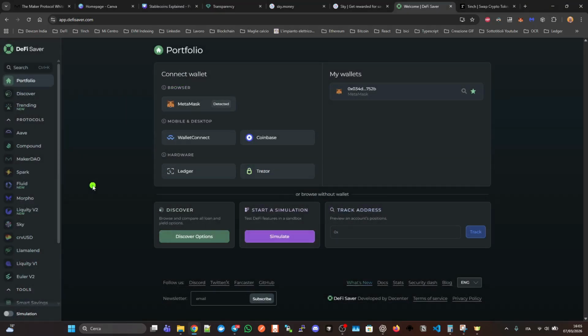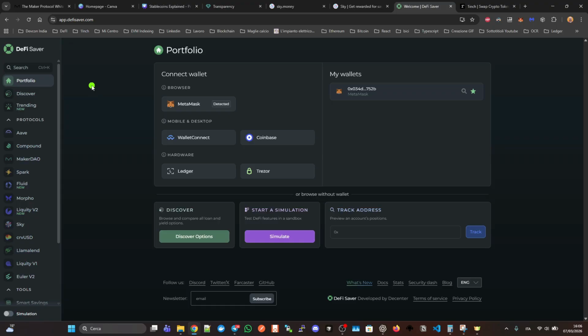Another thing that I want to show you is how to borrow DAI tokens and provide them to the protocol. So as we said, we have to interact with the Sky Vault. I will say that we cannot do it from the Sky DApp. I'm using this DeFi Saver application that allows us to interact with the MakerDAO vault.